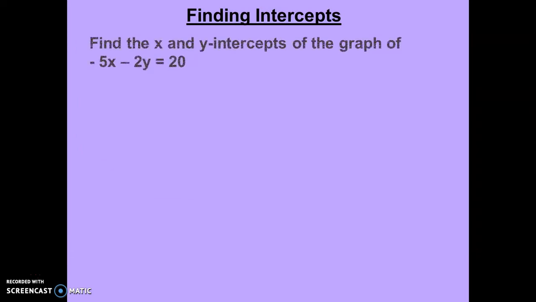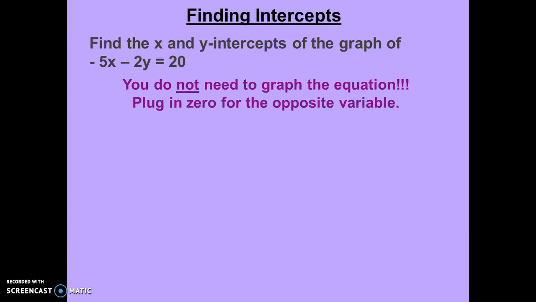All right, so let's try one more of these. All right, so I want to find the x and y intercepts of the graph of negative 5x minus 2y is equal to 20. All right, so again, we don't have to graph it. We just need to be able to plug in 0. All right, so real quick, if I want to find the x-intercept, where am I plugging in 0?